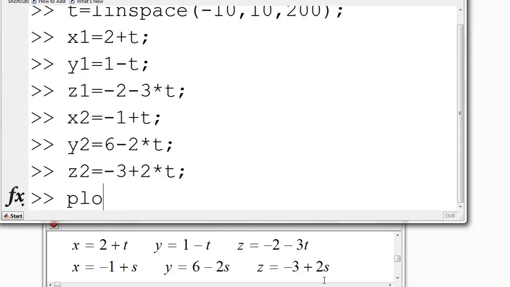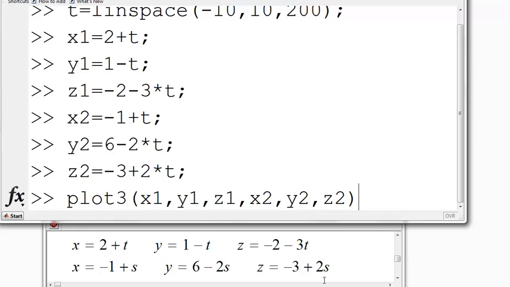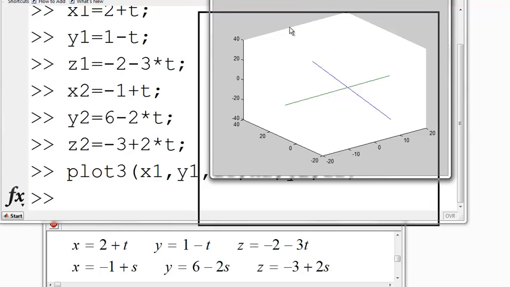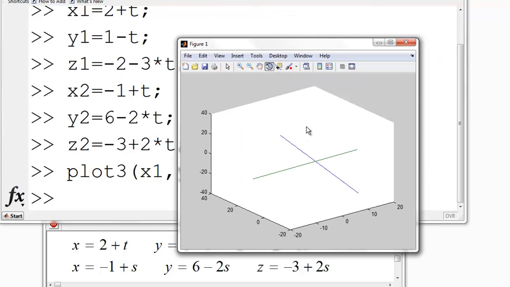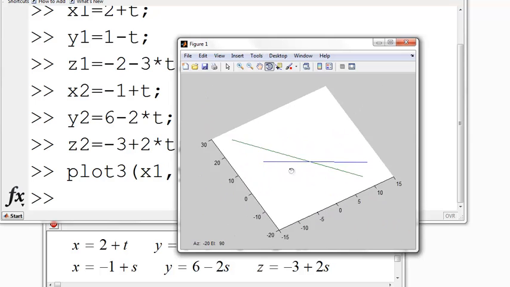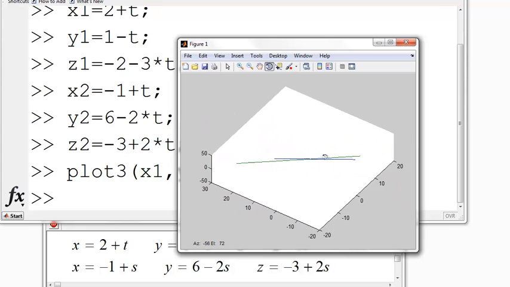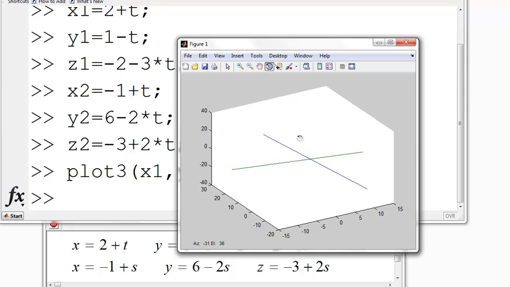And now we are going to ask it to give us a 3D plot of these coordinates parameterized by t in one window, and let's see what we get. Okay, so here we go. We got a graph. We can use this window to see that the lines intersect, and you can check which point they intersect at. Or you can check it algebraically pretty easily in this case.